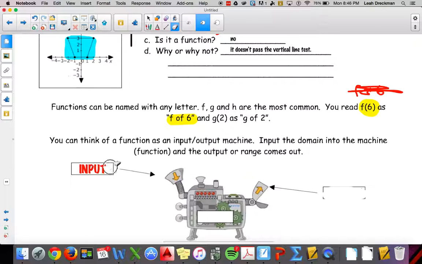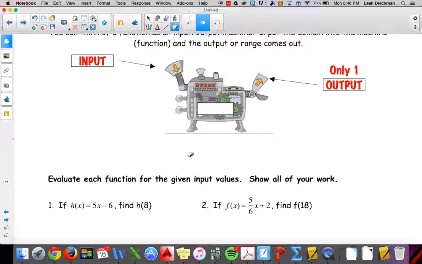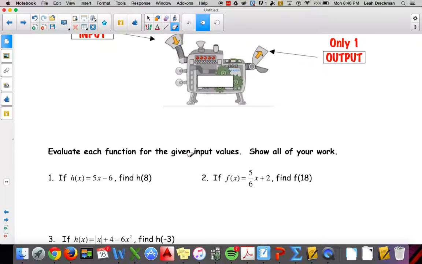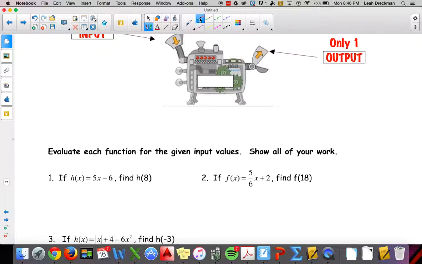So your input goes into the function, and then you spit out an output, but there's only one output for every input that we put into the function machine. So we'll do a couple examples here just to give you a taste of what these are going to look like. When you come to class tomorrow, we'll be making some posters where you get to practice this in class, and we'll give you a little bit more feedback on it.